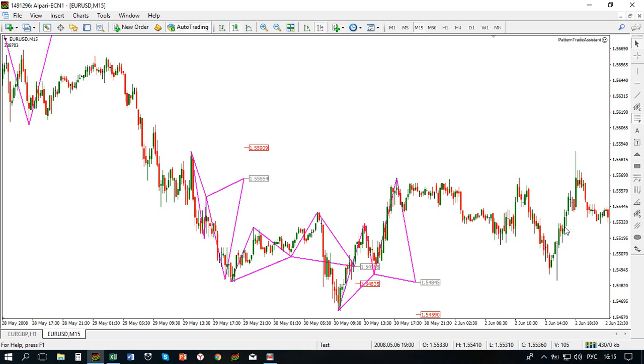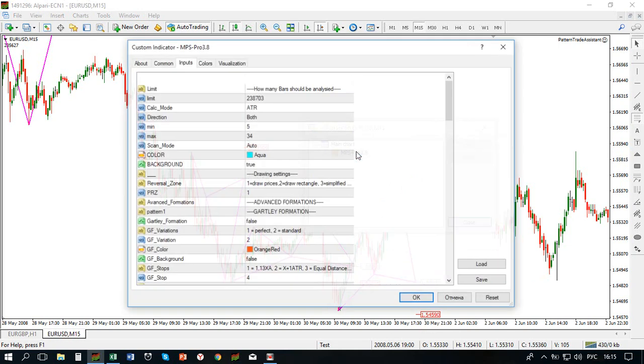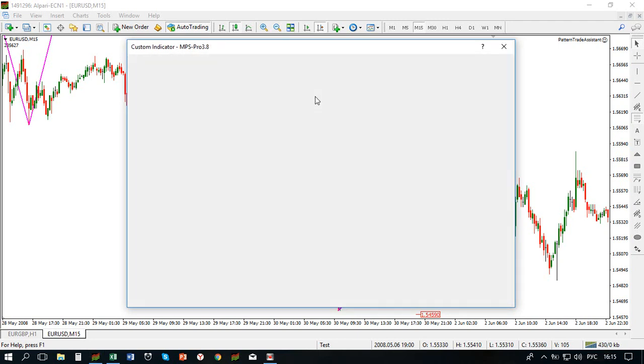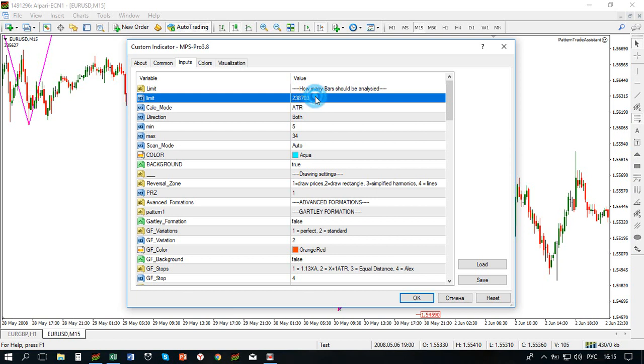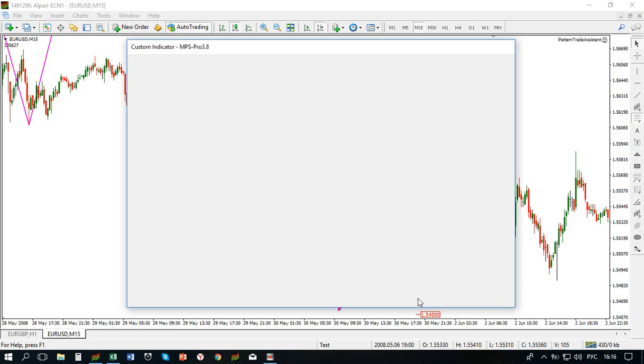Okay, let me calculate the number of bars for now. 2356, 27. A bit smaller amount, a bit faster work. 2356, 27, 3,000 bars less. 2356, 27. Okay, done. Okay.